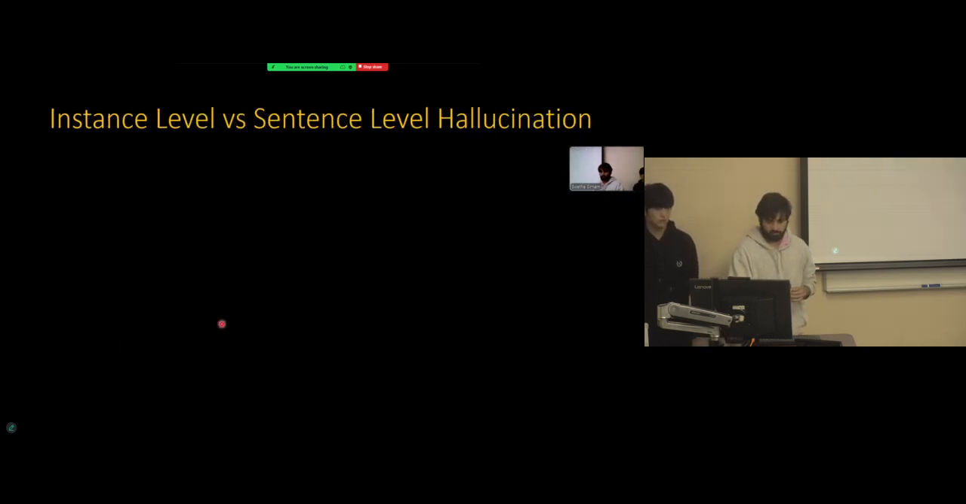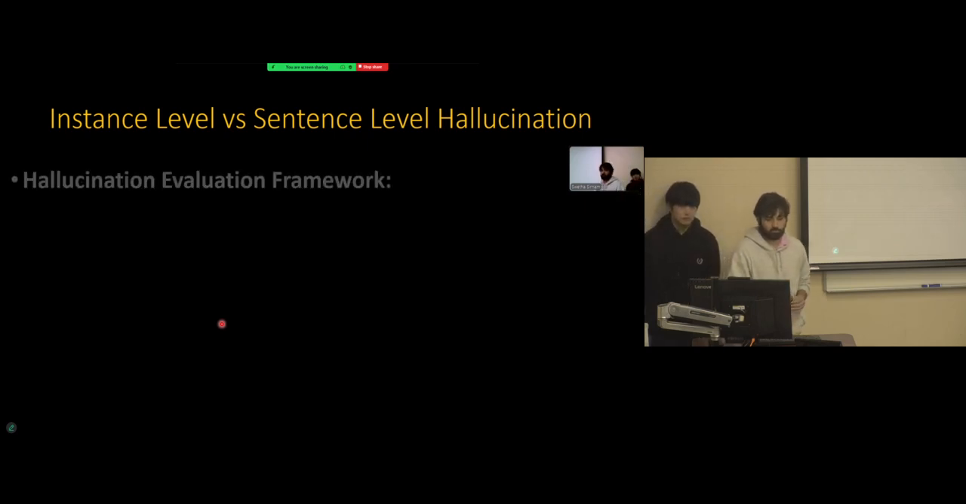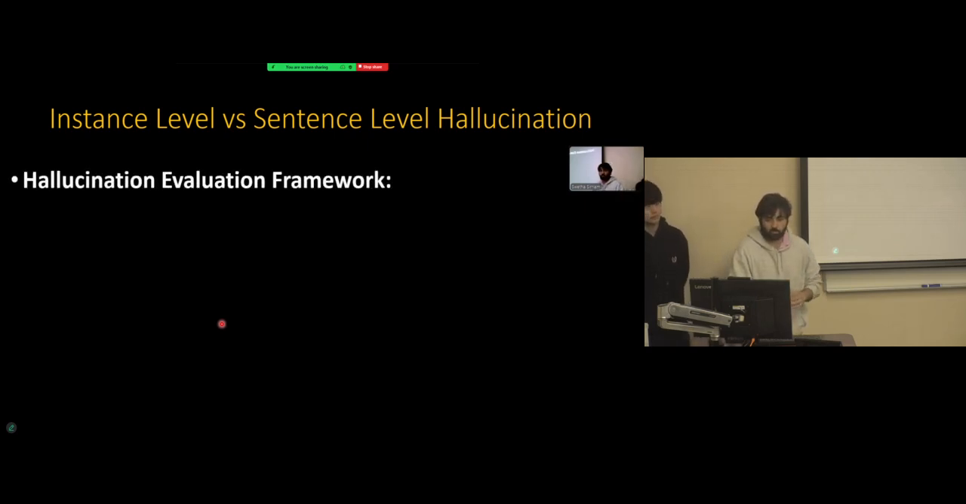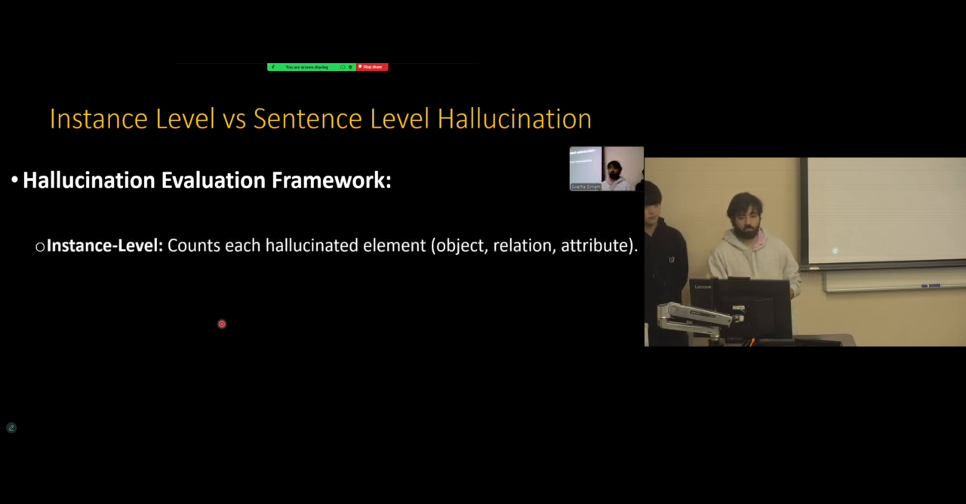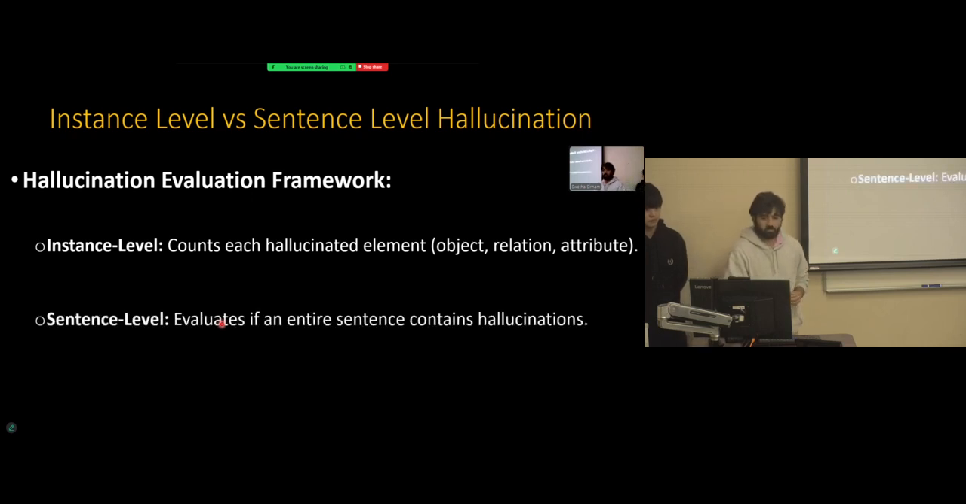Now let's talk about instance level and sentence level hallucinations. The formulas that we saw before calculated the ratio between sentences, but there is also another way where you can count the total instances and calculate the ratio. That's what instance level hallucination is. Basically, it counts each hallucinated element. So you take the number of hallucinated objects over the total objects, and that's how you calculate the ratio for instance level hallucination. Whereas in sentence level, you just take the ratio between the sentences as a whole.